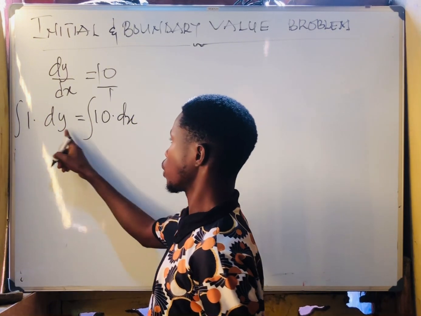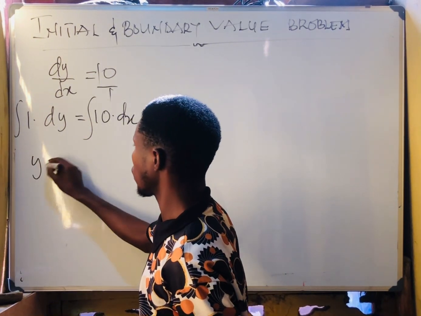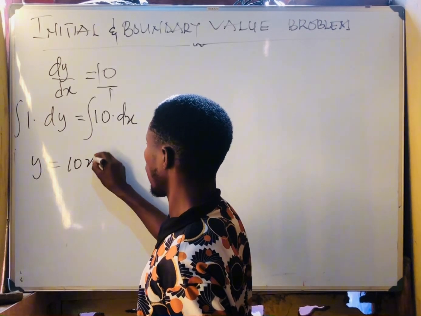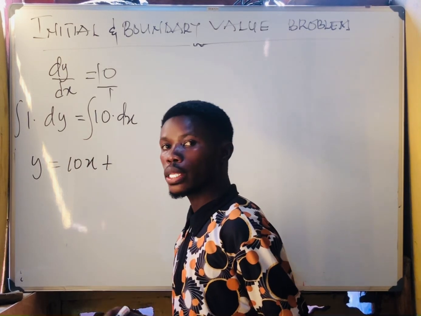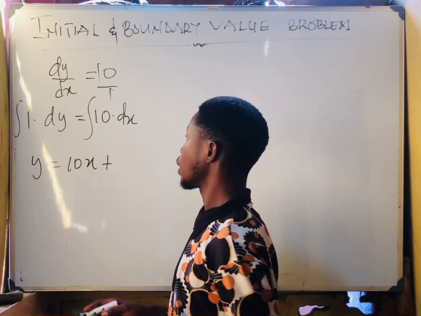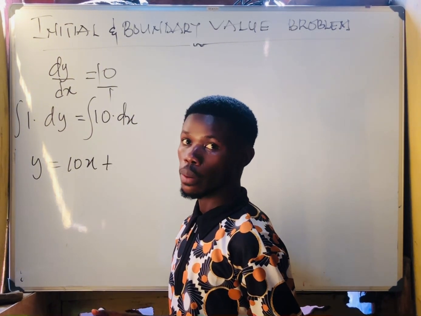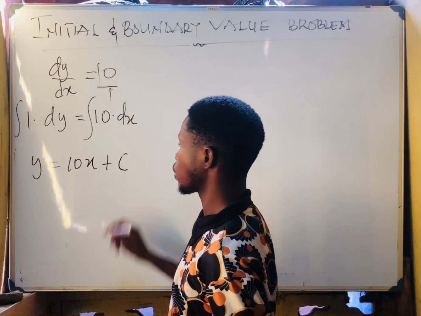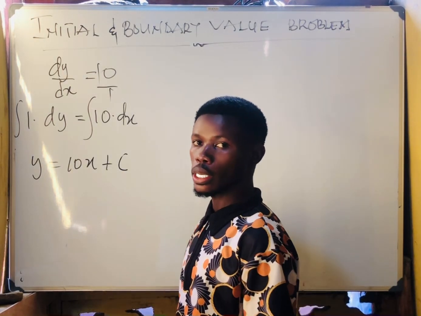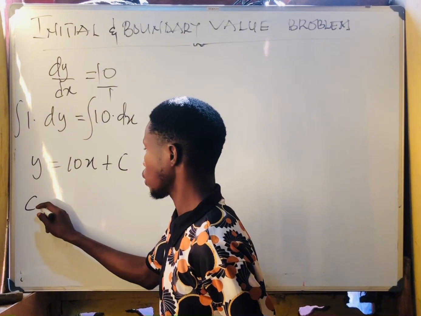If I integrate with respect to y, I have y. If I integrate with respect to x, I have 10x. But remember, anytime we do indefinite integration, we add what? C. Where this c is what? A constant.